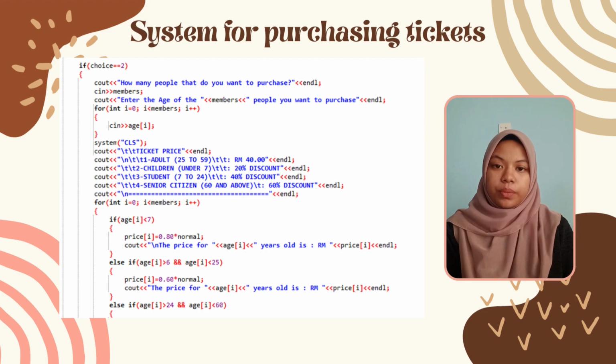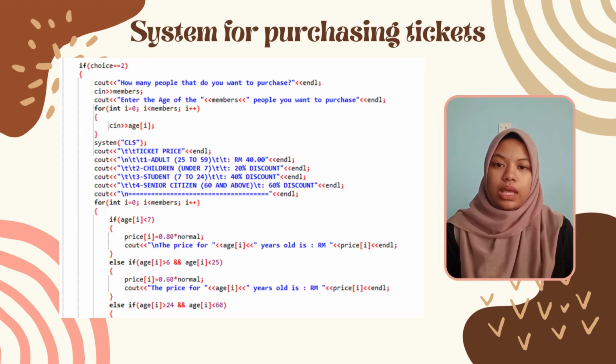If choice 2, the customer will proceed with how many people want to purchase and enter the age of the customers that want to purchase the tickets, where normal price is for adult, 20% discount for under 8 years old, 40% discount for student, and last is senior citizen with 16 and above. And after they enter, the system will display the ticket price and also calculate the price that has a discount for customers, including the sum of the ticket purchases.